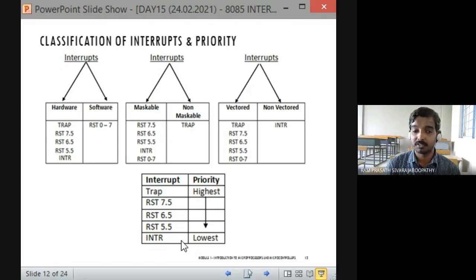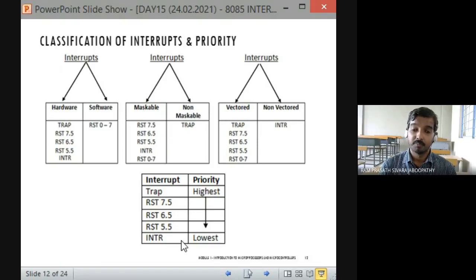Have you heard about the word priority in digital electronics? When you were studying digital electronics, have you heard about the word priority? Yes, very good. Priority encoder. So the same thing is used here to resolve the priority of the interrupts.